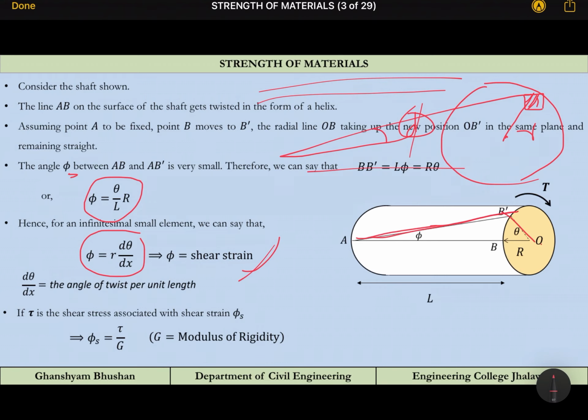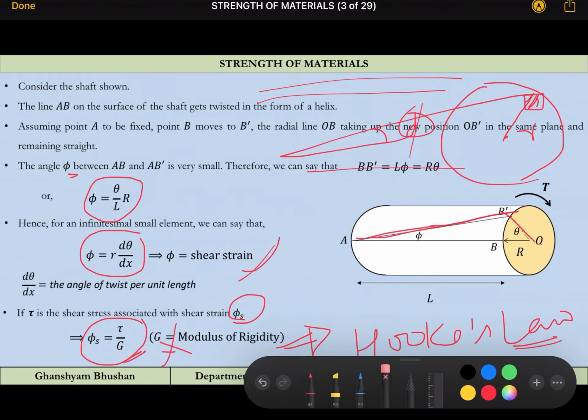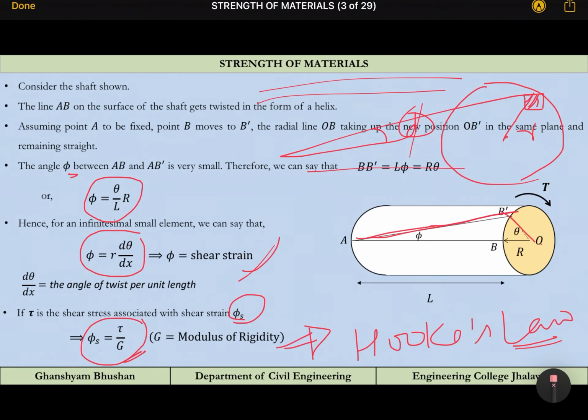Now if tau is the shear stress associated with phi s, how can we relate them? This formula is phi s is equal to tau by G. This we have already seen in the first chapter. But why are we able to write this equation? Because of the assumption. What was the assumption? The stresses are within the proportionality limit. That means this is due to Hooke's law. Hooke's law is valid, that's why we are able to write this. If Hooke's law is not valid, we cannot write this. But here Hooke's law is valid, so stress is proportional to strain, and we can easily write phi s is nothing but tau by G.